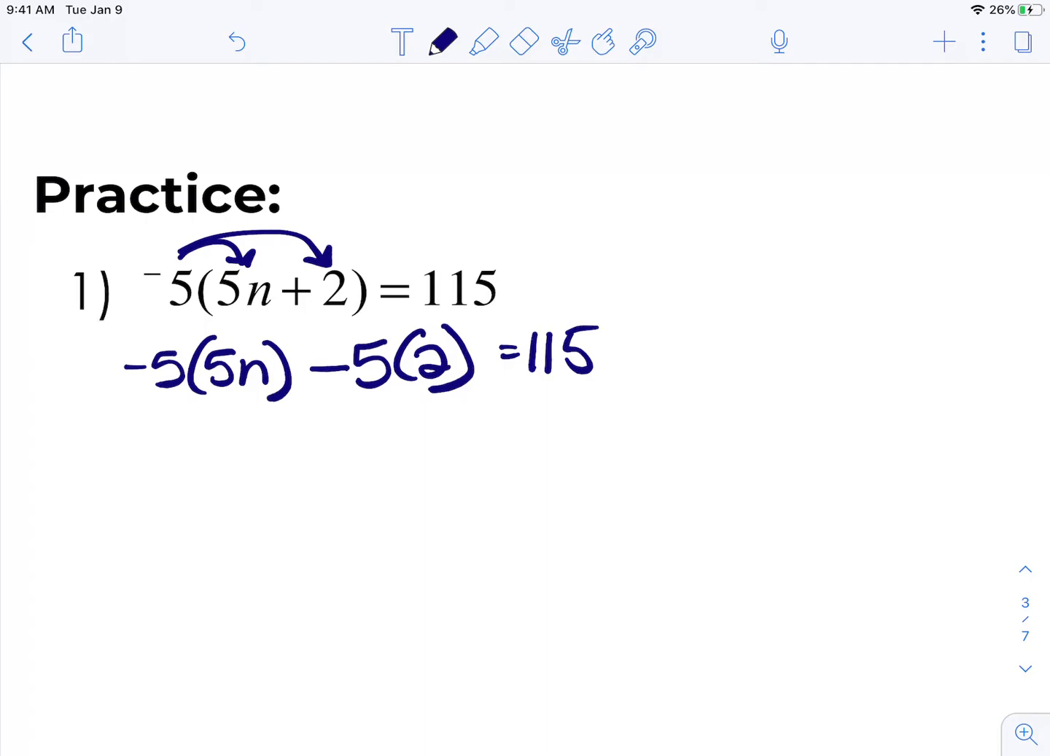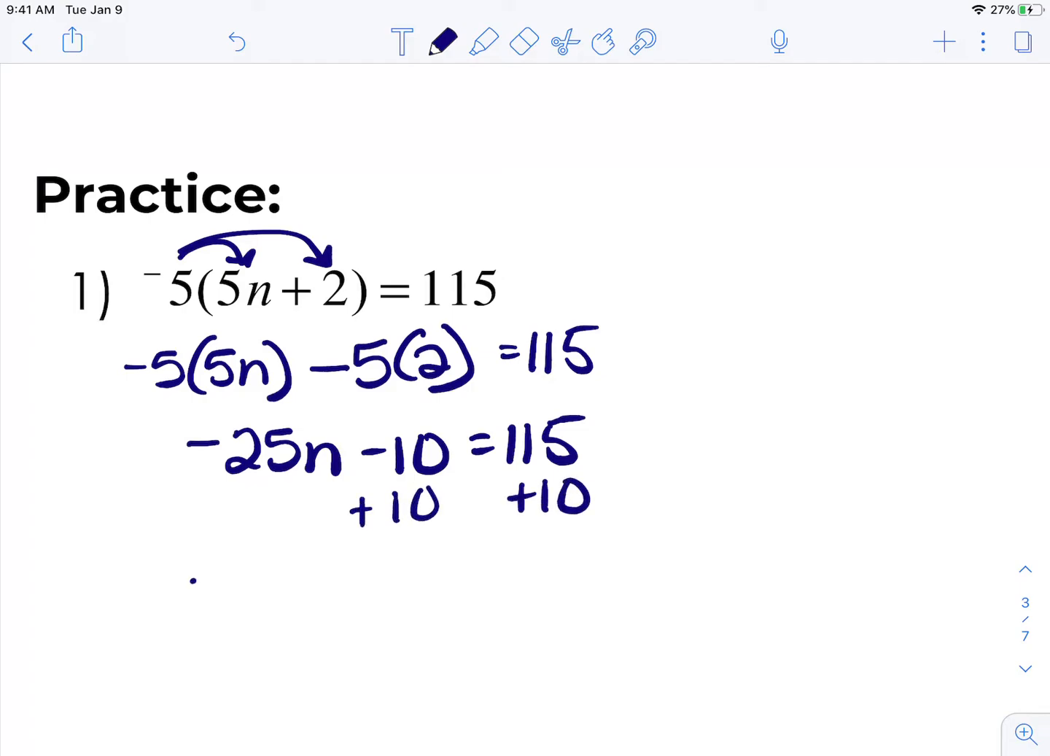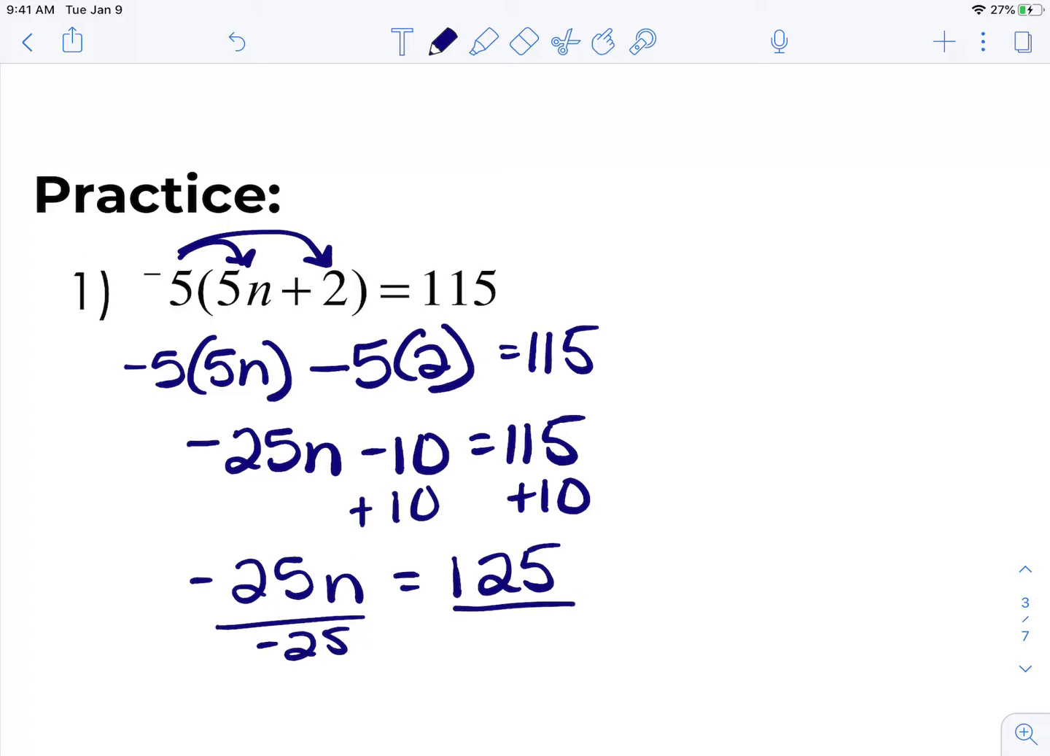If I simplify here, I end up with negative 25n minus 10 equals 115. Inverse operations, I'm going to move this 10 over here. Negative 25n is equal to 125. I'm going to divide by negative 25 on each side, and my answer is negative 5. So n is equal to negative 5.